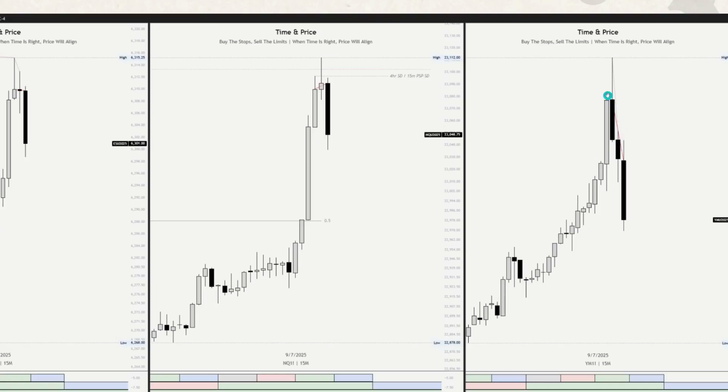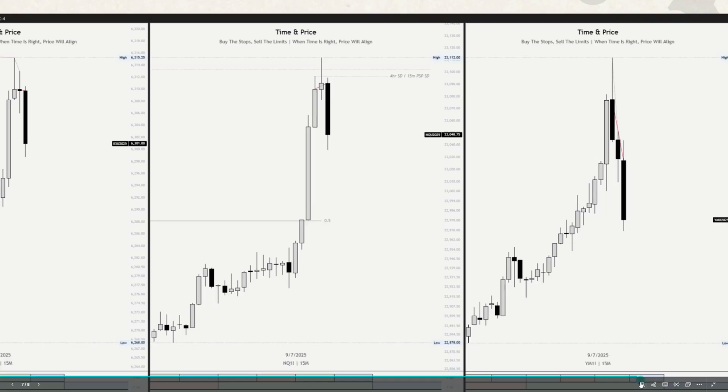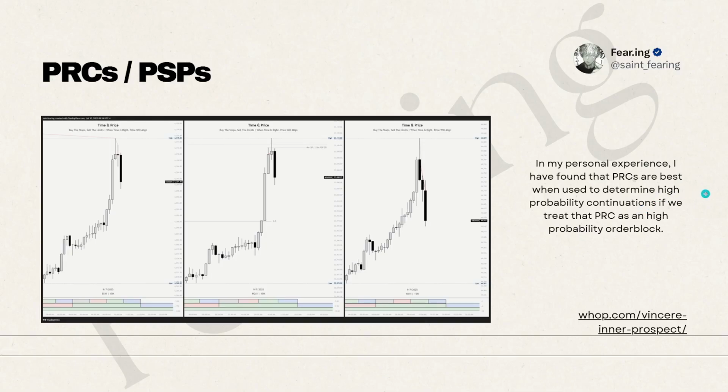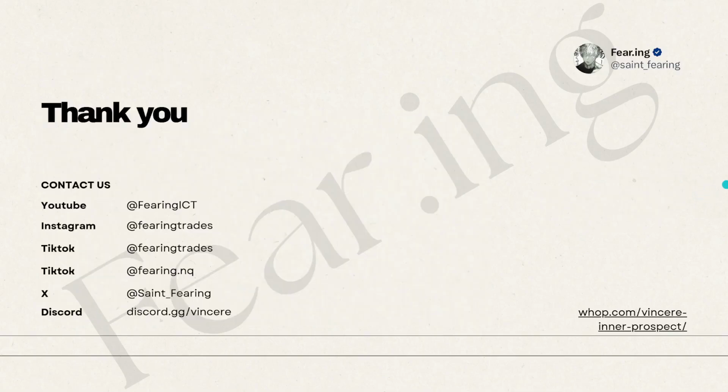Reason being is because there's no swing point attached to it. However, there is on NQ. So that is a PRC on NQ, a PSP on NQ. It is a PRC on ES and on YM. So just wanted to clarify that. Otherwise, that is the lesson.